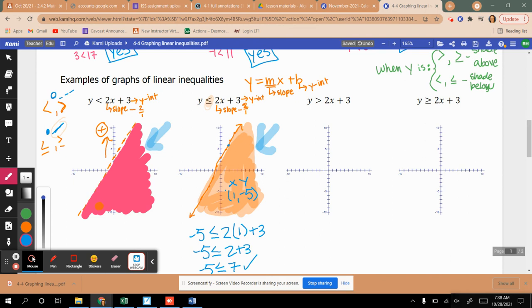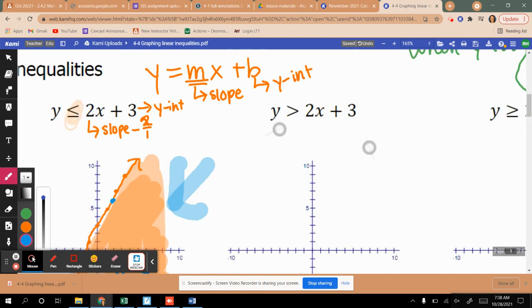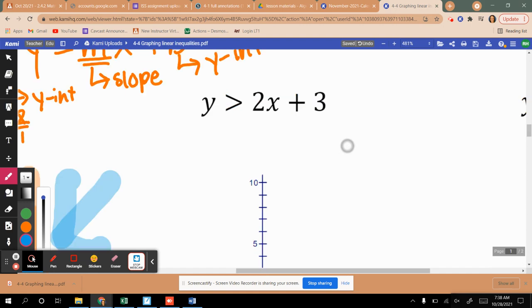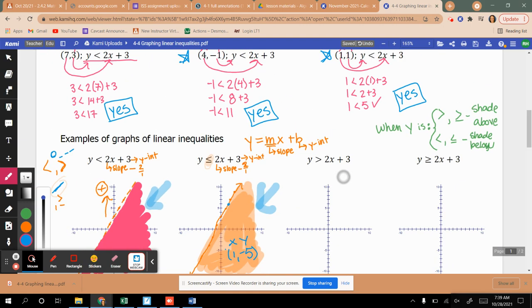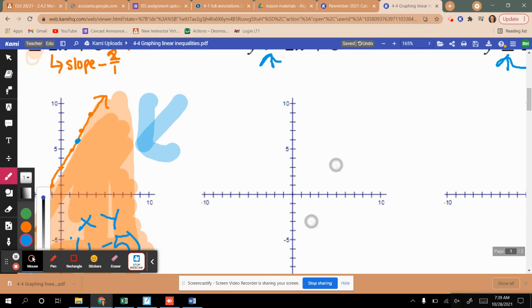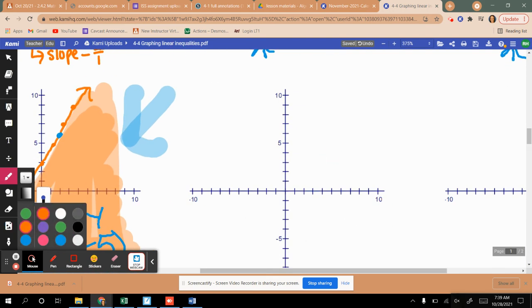All right, you should have already done these two right here. So I'm just going to show you the solutions and then we'll move on. So y is greater than 2x plus 3. What do you notice about all these equations? They are the same equation with different signs each time. So let's go ahead and graph those equations real quick. So 3 up, 2 over 1, up 2 over 1, up 2 over 1, down 2 over 1, down 2 over 1, down 2 over 1.